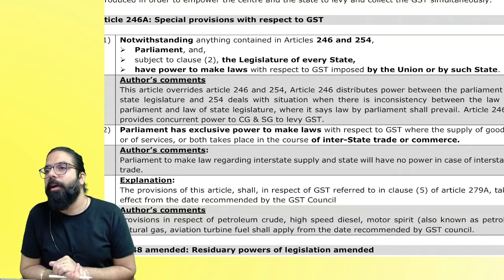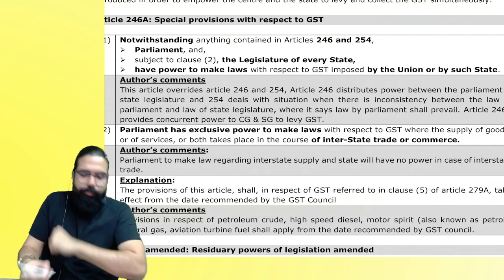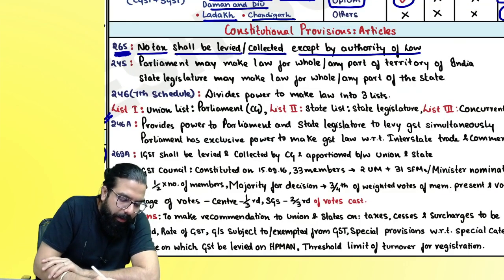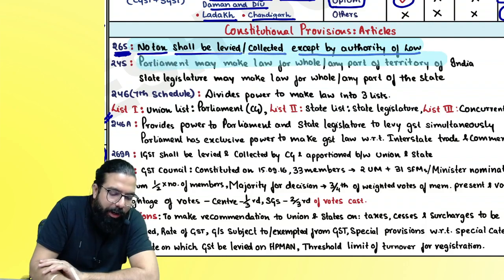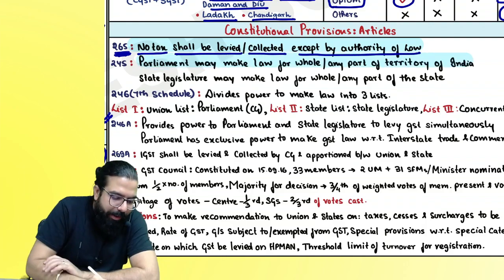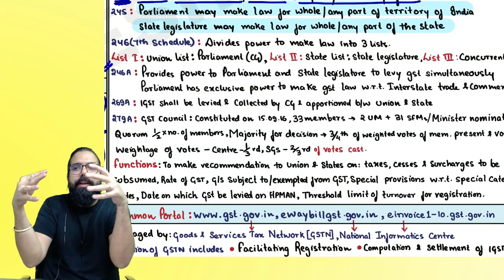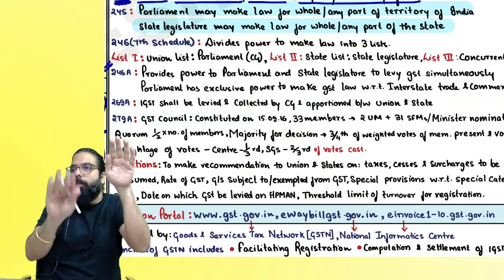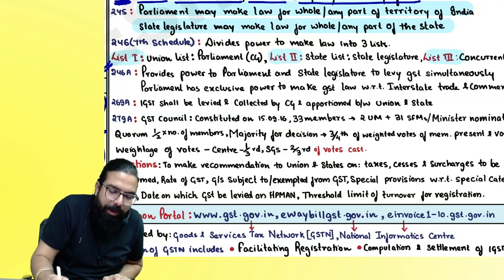Are you guys able to understand? In article number 246, what did we understand till now? Number one, you can't collect any tax without the authority of law. If Parliament is making the law, it will be applicable to all of India. If the state legislature is making it, it will be applicable to the state. So that there is no dispute, they divided the power to make law topic wise, and made list number 1, list number 2 and list number 3.